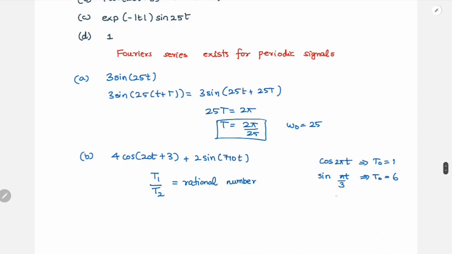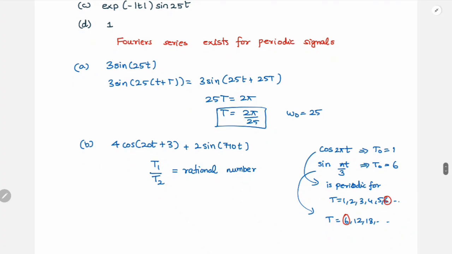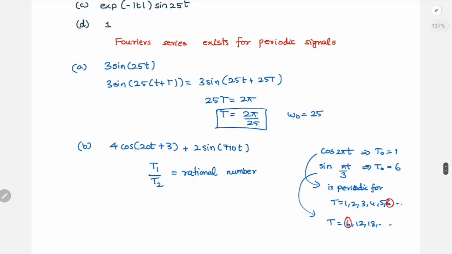Then you can see that cos 2 pi t is periodic for t equal to 1, 2, 3, 4, 5, 6 and so on. And the sine 2 pi by 3 t is periodic for t equal to 6, 12, 18 and so on. So we can find some common terms between them. So at 6 we can say both are periodic. So when we can find some common terms, then only we can say the entire expression is periodic. So for this to be possible, the t1 by t2 ratio should be a rational number.